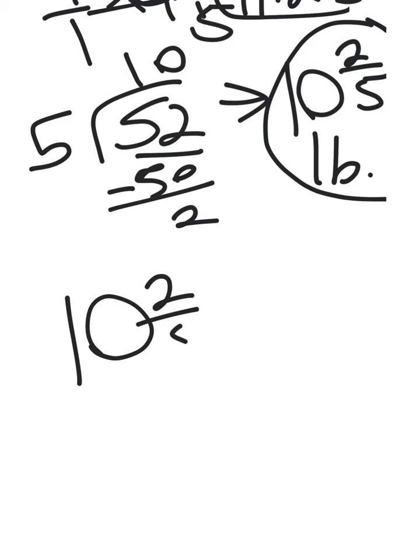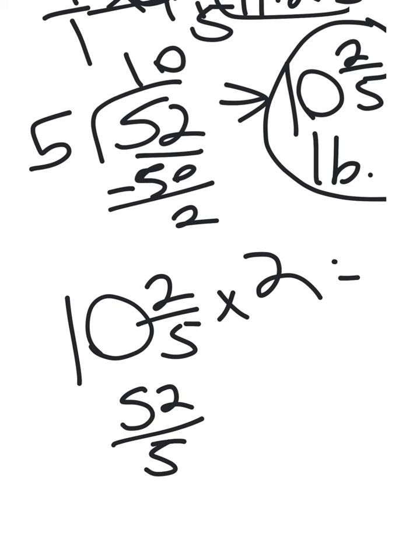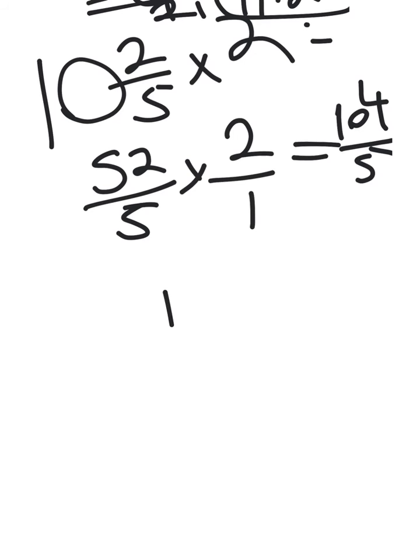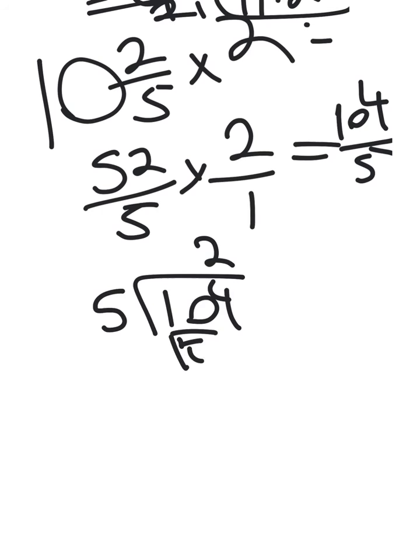If I go ahead and multiply 10 and 2/5 by 2, I need to convert my 10 and 2/5 again to an improper fraction, so we kind of have to work backwards. 5 times 10 is 50, plus 2 gives me 52 over 5 times 2 over 1. I would get 104 over 5. Then I have to do that division. 104 divided by 5. 5 goes into 10 twice. I'm going to have to put a 0 up here because I have to drop the 4, and 4 is less than 5, so I can't do that division.